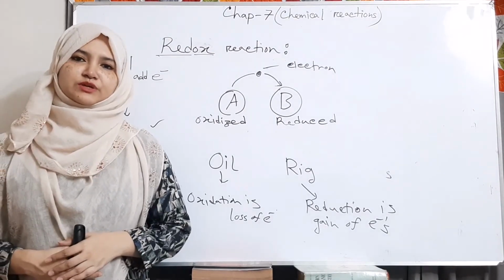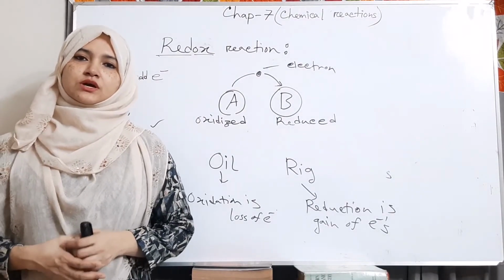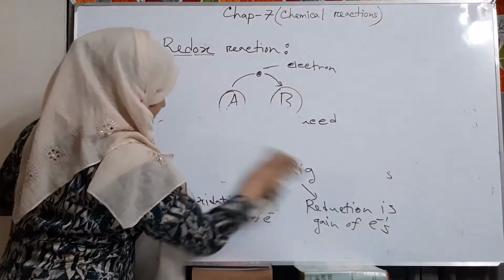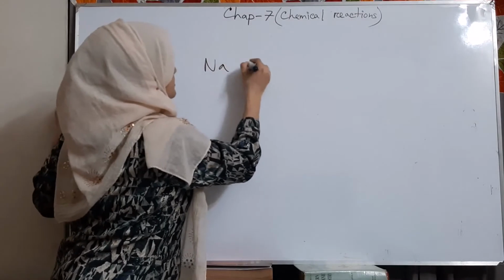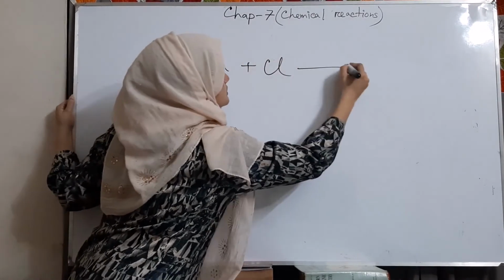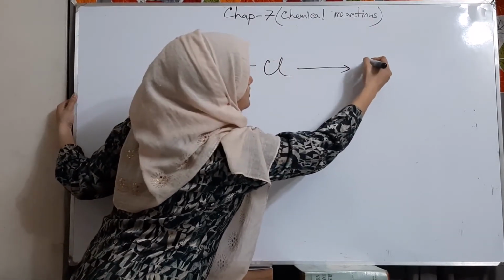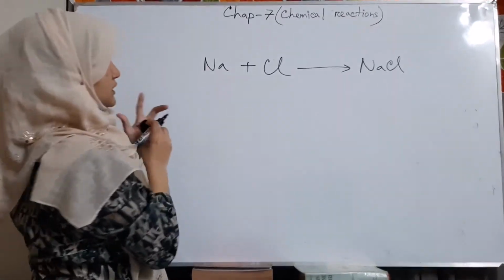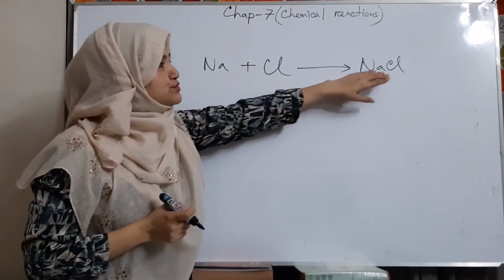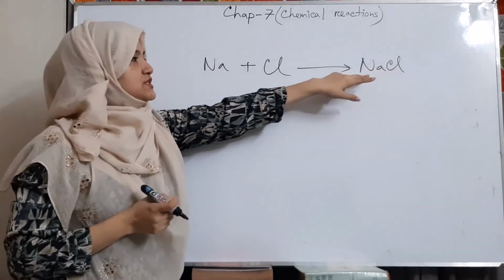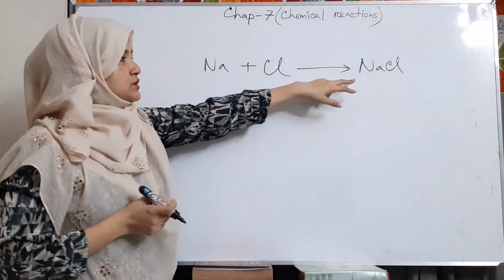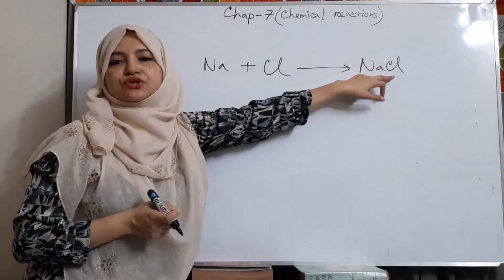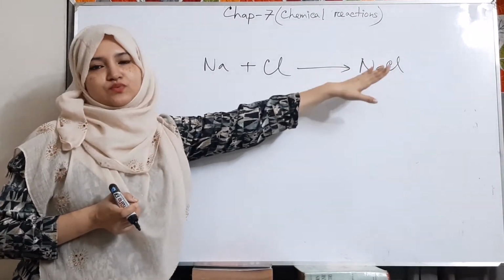Now let's take a chemical reaction in which oxidation and reduction take place: sodium and chlorine coming together to make sodium chloride, our table salt. And we know sodium chloride is an ionic compound. It is made up of ions: sodium with a plus 1 charge and chloride with a minus 1 charge.